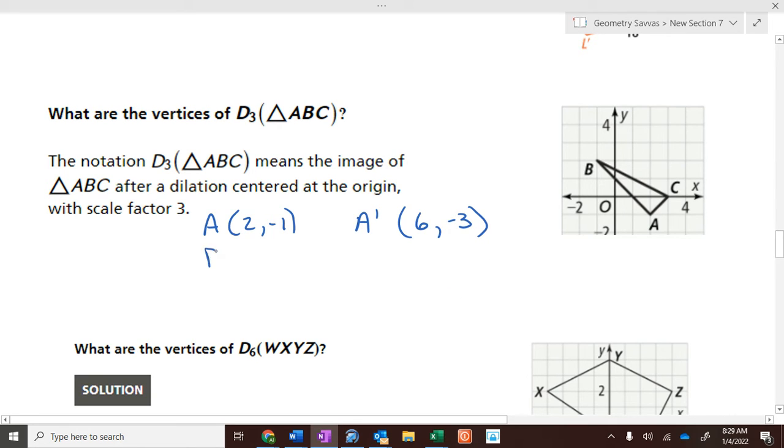Okay. B right now is at -1, 2. B prime will be where?